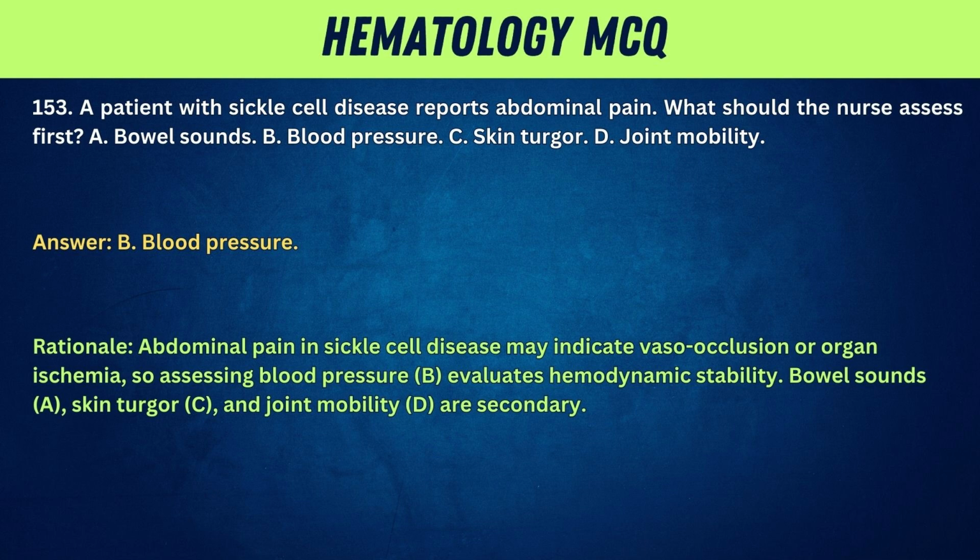153. A patient with sickle cell disease reports abdominal pain. What should the nurse assess first? A. Bowel sounds. B. Blood pressure. C. Skin turgor. D. Joint mobility. Answer: B. Blood pressure. Rationale: Abdominal pain in sickle cell disease may indicate vaso-occlusion or organ ischemia, so assessing blood pressure, B, evaluates hemodynamic stability. Bowel sounds, A, skin turgor, C, and joint mobility, D, are secondary.